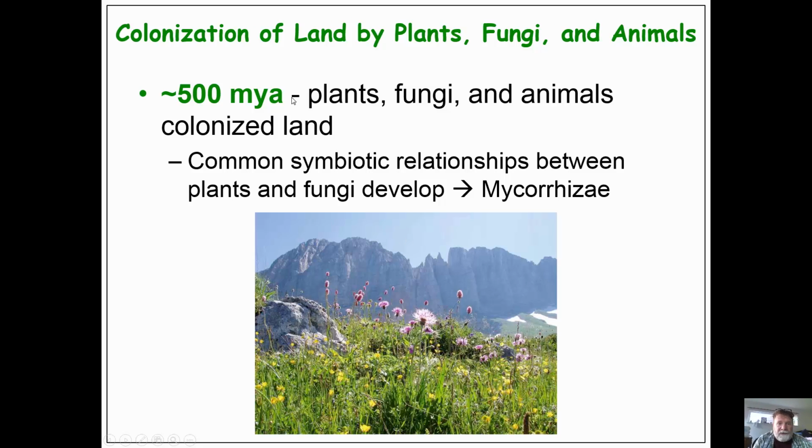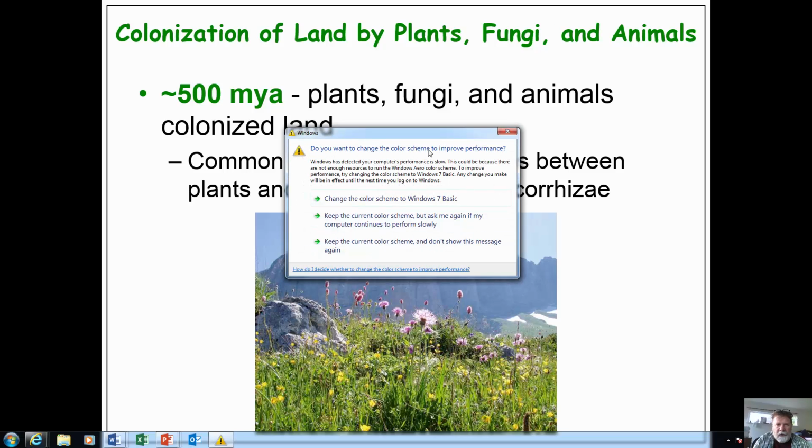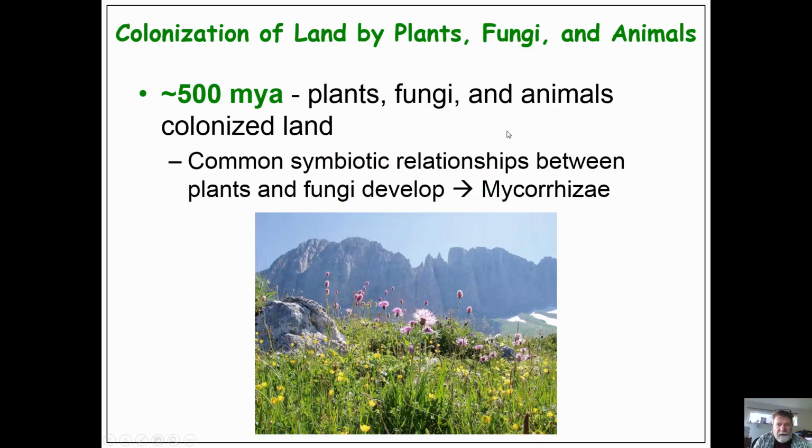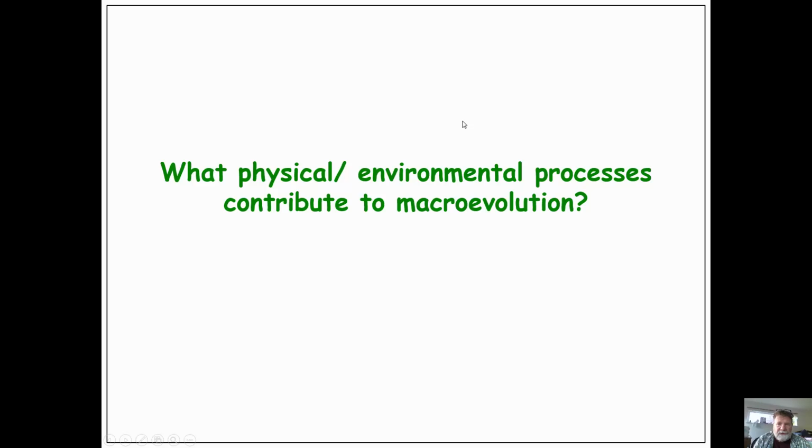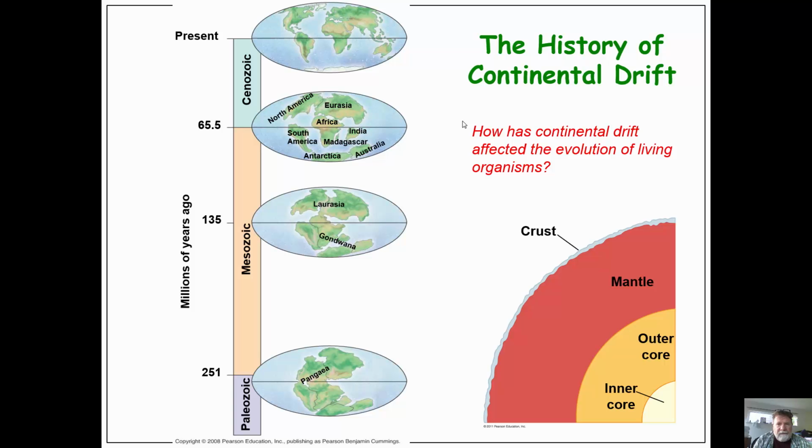Plants, fungi, and animals colonized land roughly 500 million years ago. Be aware of that. Again, there are some people who say plants came first, and some who say animals came first. We weren't there, so we don't really know, but have an idea of what adaptations allowed animals to go on there. Again, we need to know what macroevolution is and what the conditions are.